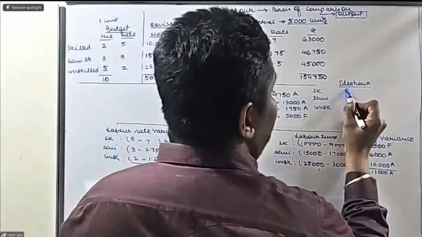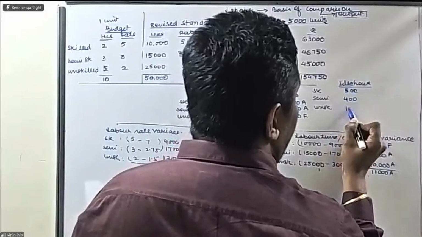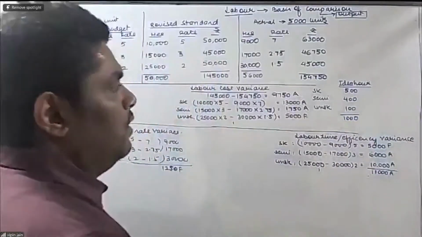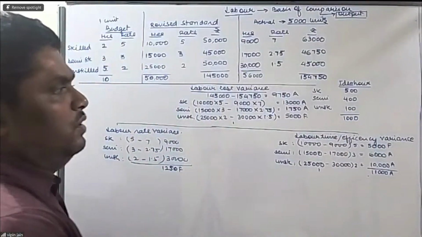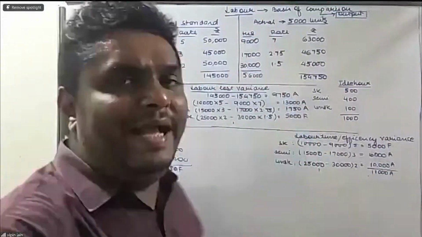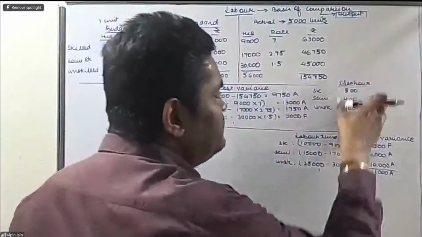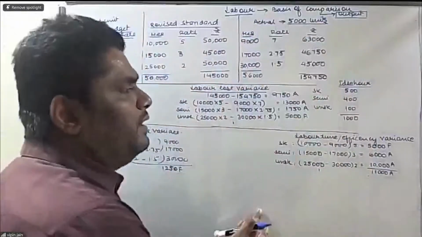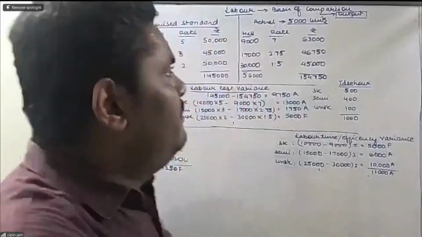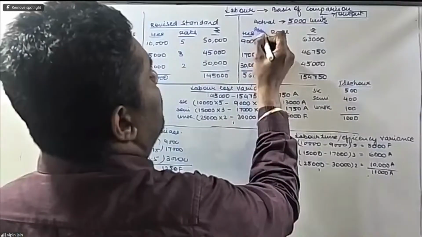Let's say for skilled it is 500, for semi-skilled it is 400, and for unskilled it is 100. Total 1000 idle hours. So now see, of these actual hours, we didn't work for this much of hours. These are the hours paid to the worker. Very important, guys, for idle hours, we need to pay to the labor. So these are the hours paid.